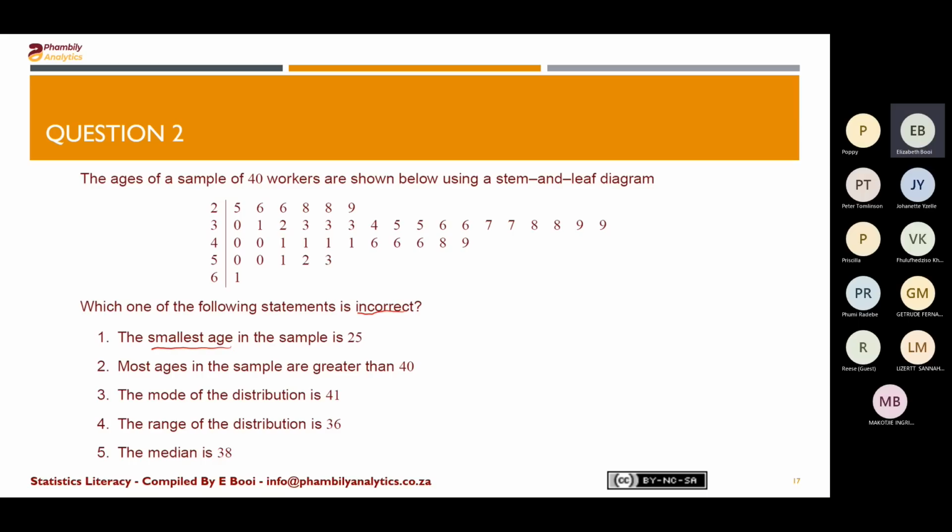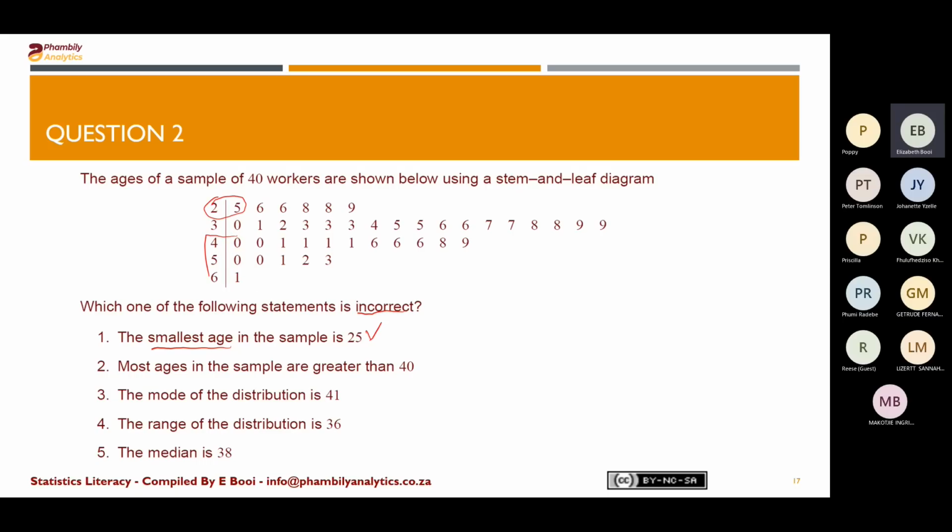What is the smallest age? 25. The smallest age is 25. Therefore, this one is correct. Most ages in the sample are greater than 40. Here 40 is... it's incorrect. It is not correct. It says most ages in the data set are greater than 40. It's not correct.